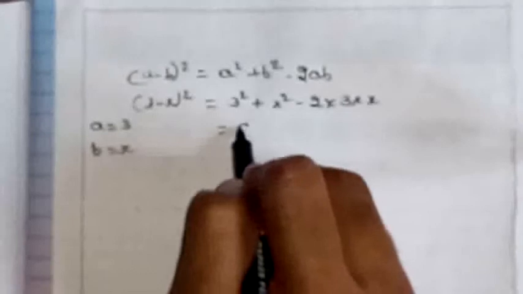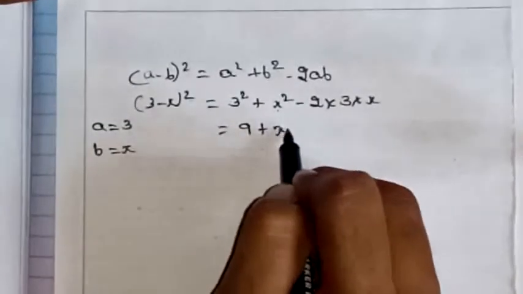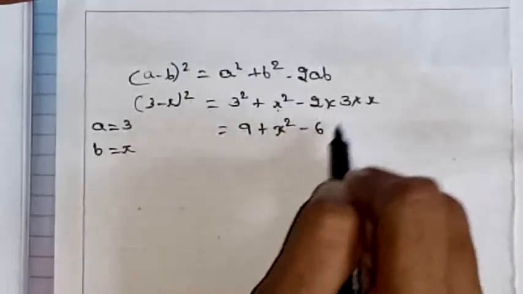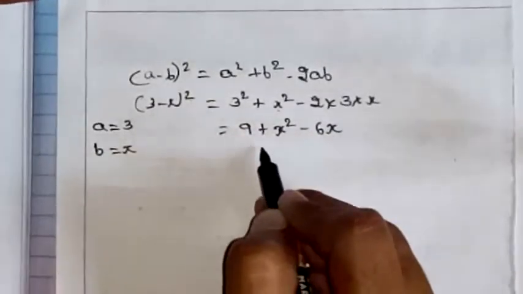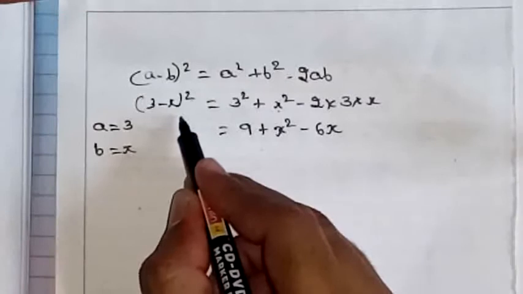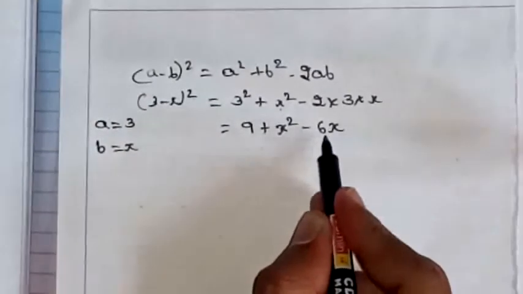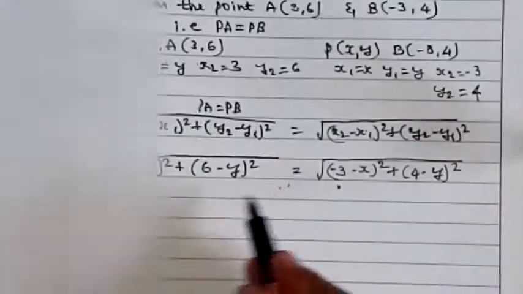3 square is 9. Plus x square, minus 3 times 2 is 6, into x is 6x. Right? So this is the answer for (3 - x) whole square. What is the answer? 9 plus x square minus 6x. That I will write here, children.